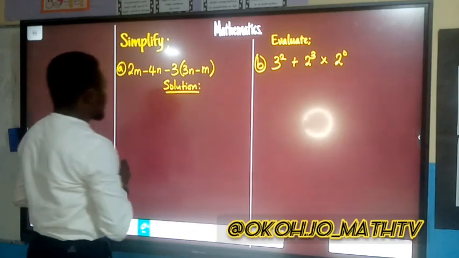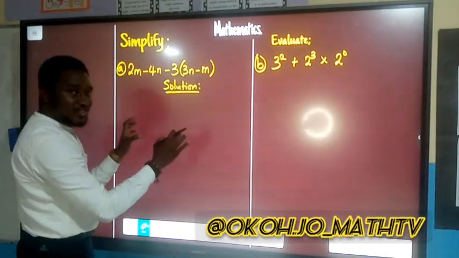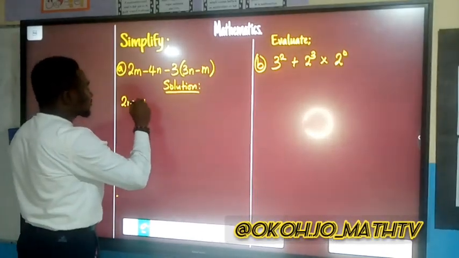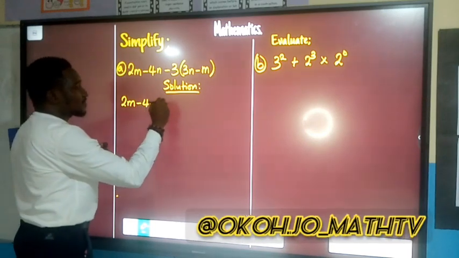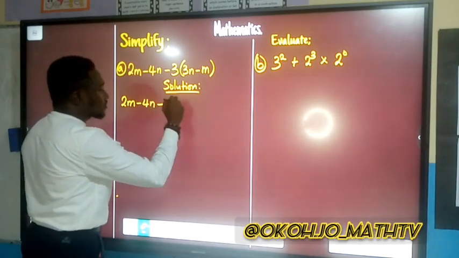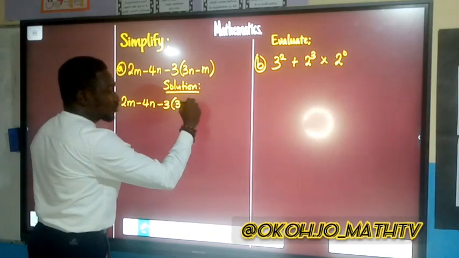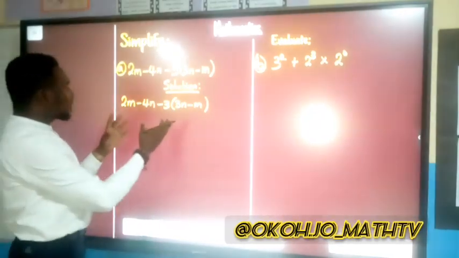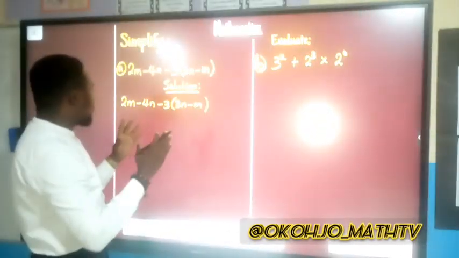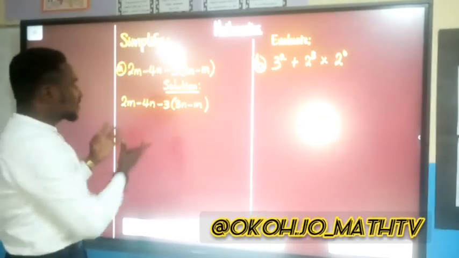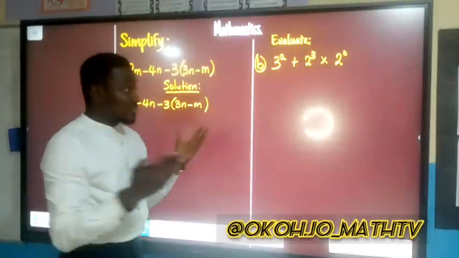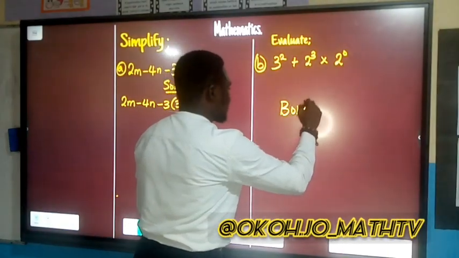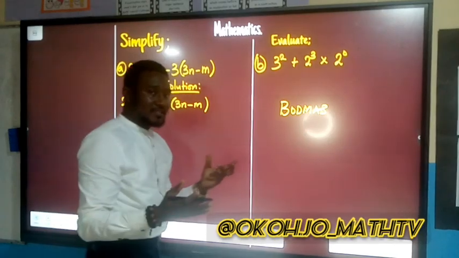First step here, we are expected to bring down this question the way it is. Is that okay? So 2n minus 4n minus 3 into what? 3n minus what? n. Is that clear? So when you have a problem like this, you need to visualize what next step you should take. You can't just start this way. There's something we must respect here, which is the concept of what? BODMAS, or PEMDAS, as the case may be.